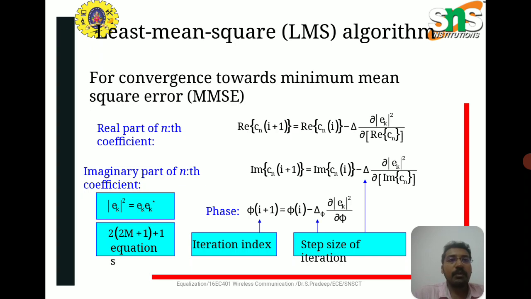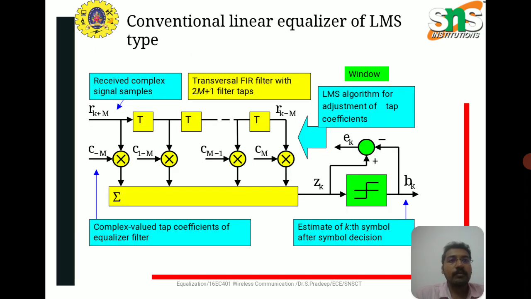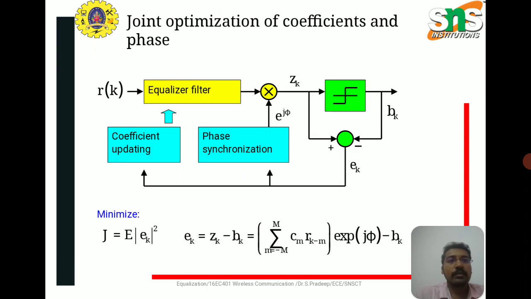For convergence towards minimum mean square error, these iteration index and step size iterations are used, and these are given in these equations. After some calculation, the recursion equations are obtained in the form as shown. Conventional linear equalizer of LMS type is given in this block diagram. Joint optimization of coefficients and phase is given in this block diagram.